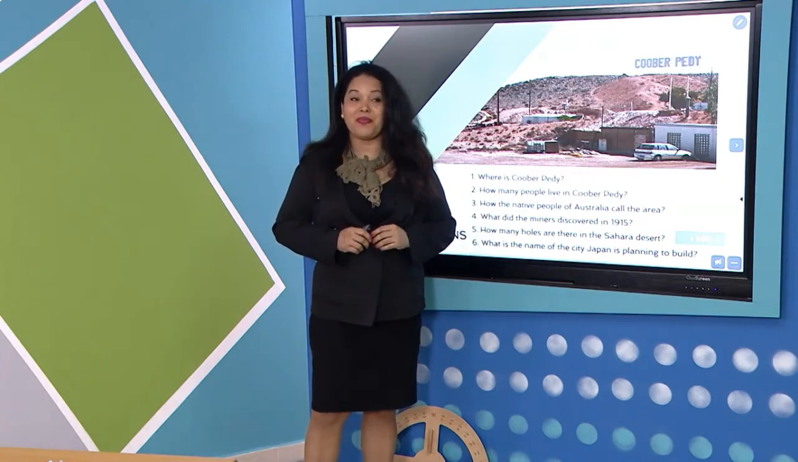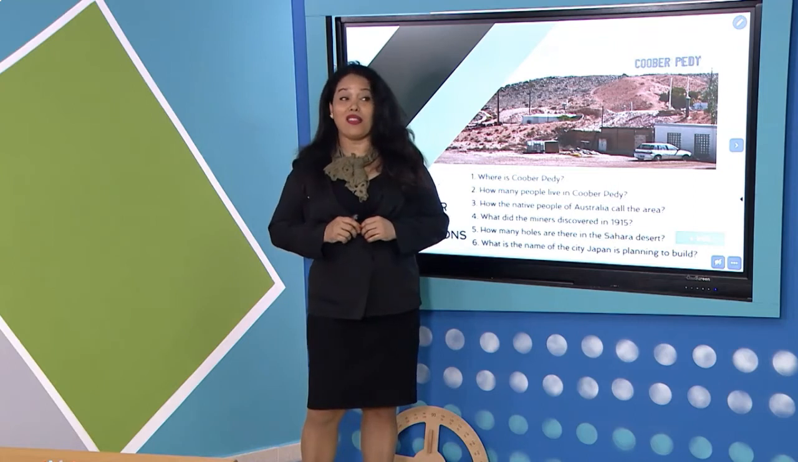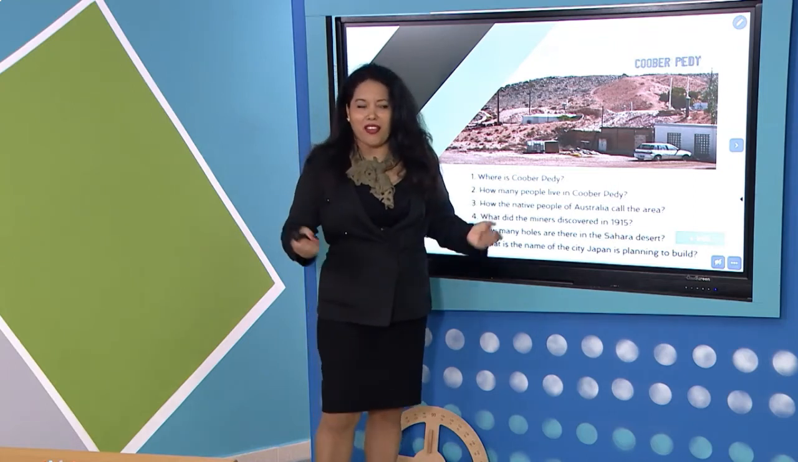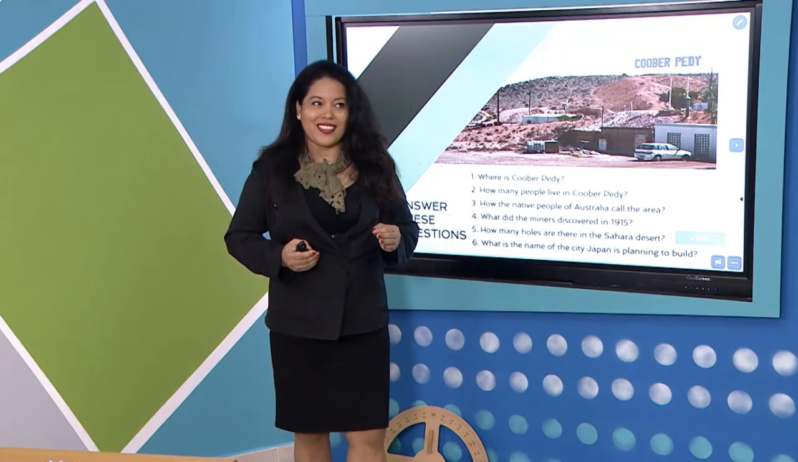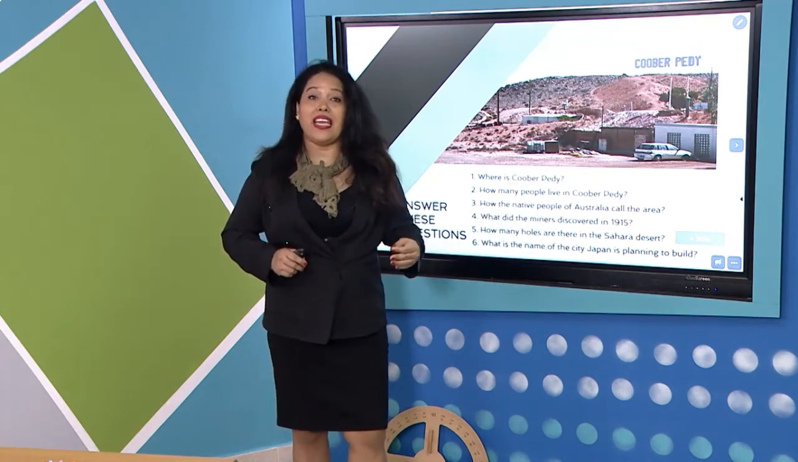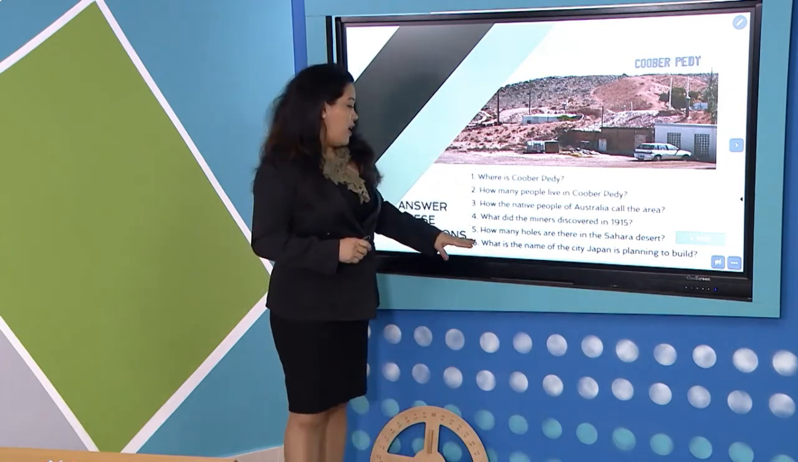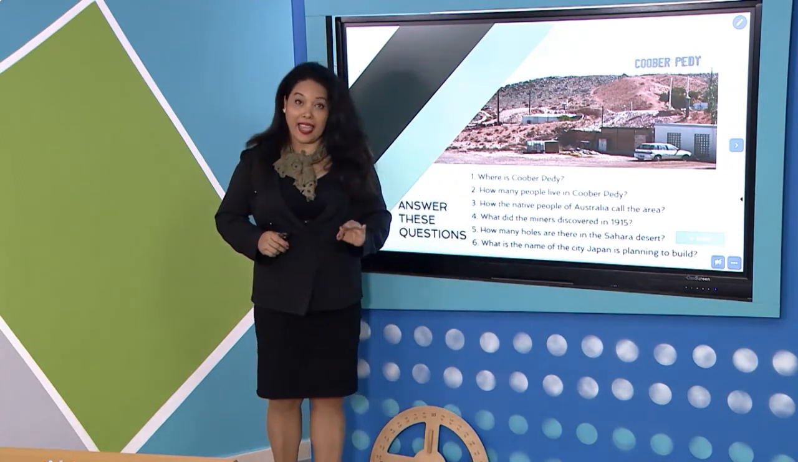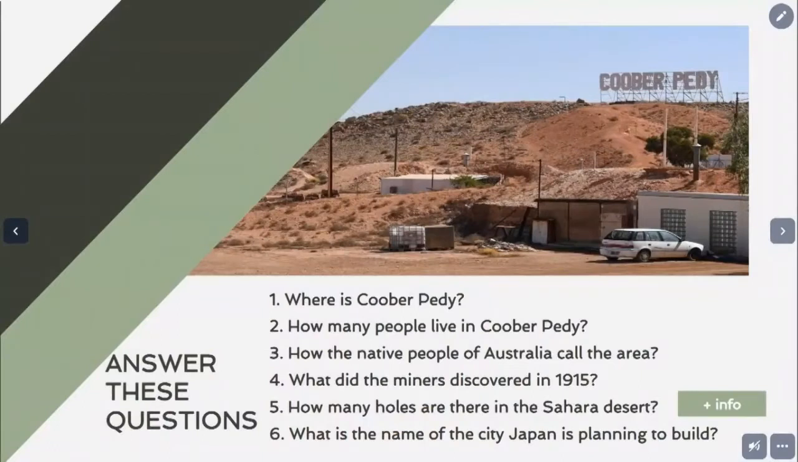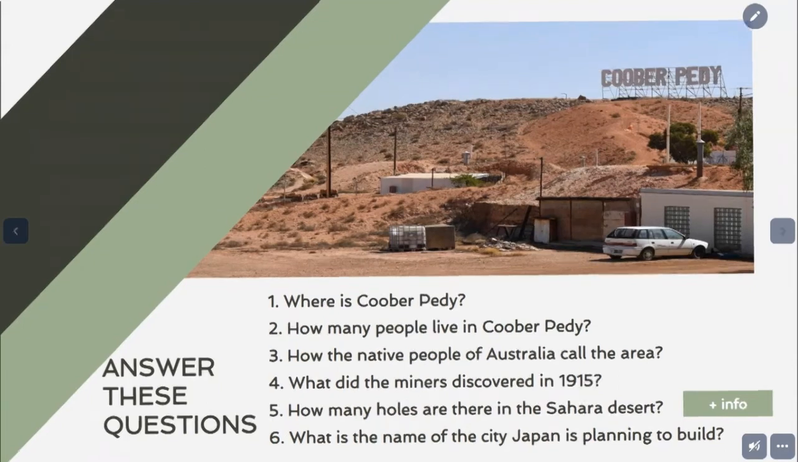Over 700 holes. Yeah. And what is the function of those holes? Correct. They provide air and light. And the last one, what is the name of the city Japan is planning to build? Tell me. Annabelle. Alice City, correct. Congratulations, guys.